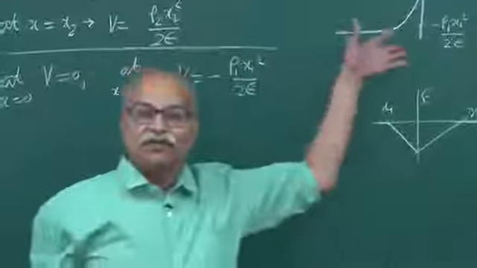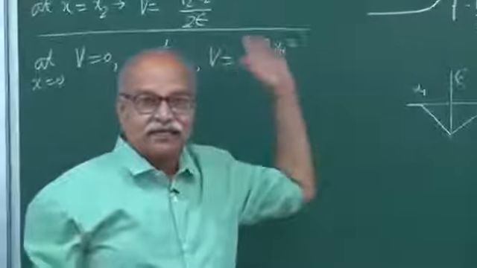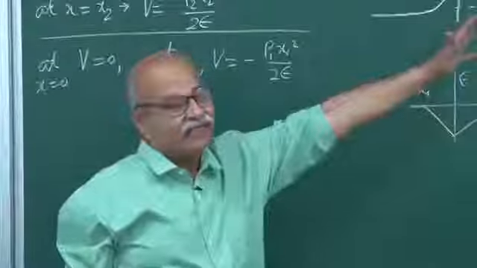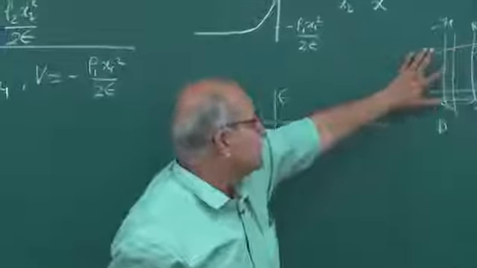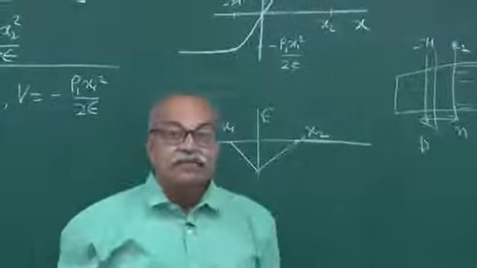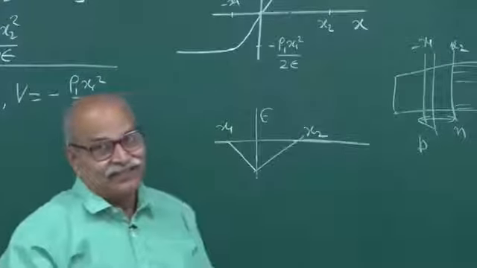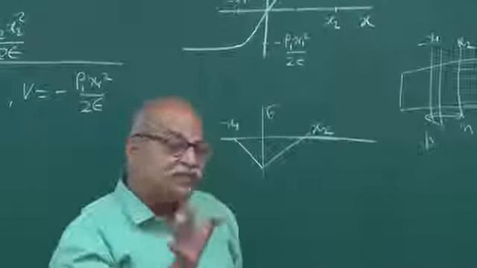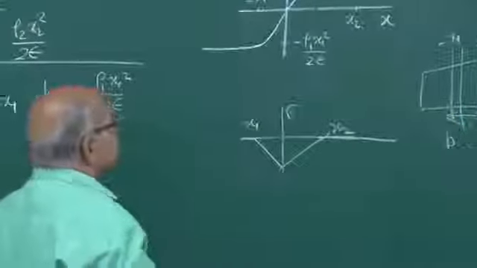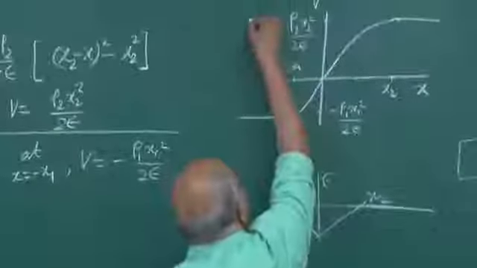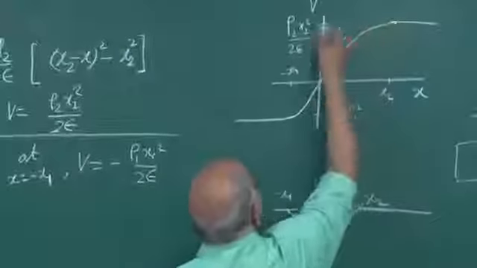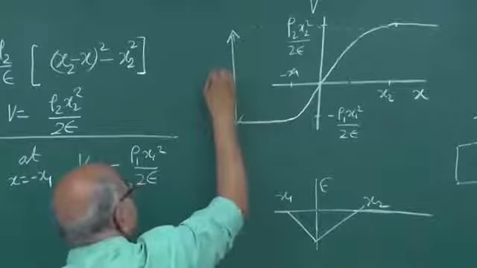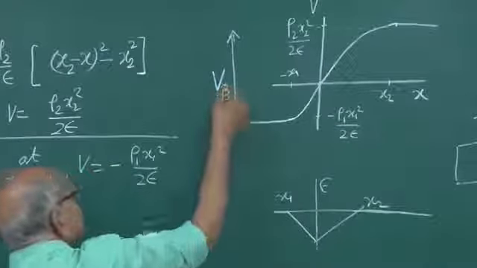So that's the kind of potential variation across this junction as you go from p side to n side. So this is at a lower potential, this is at a higher potential. There is a built-in potential inside this material. No batteries, nothing, but there is a built-in potential difference here. And this difference is known as the potential barrier. You give some name to it, let's say call it VB.